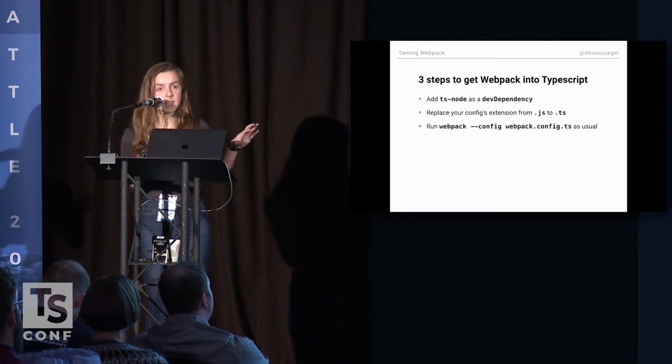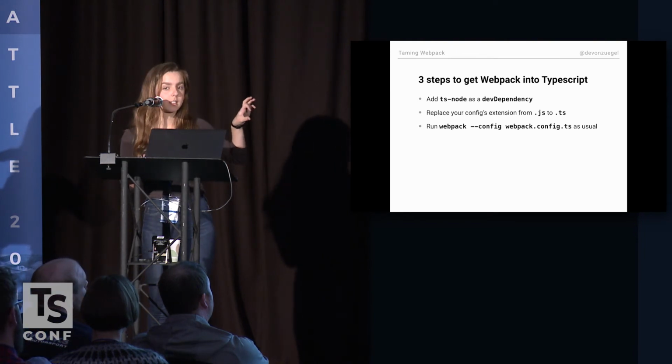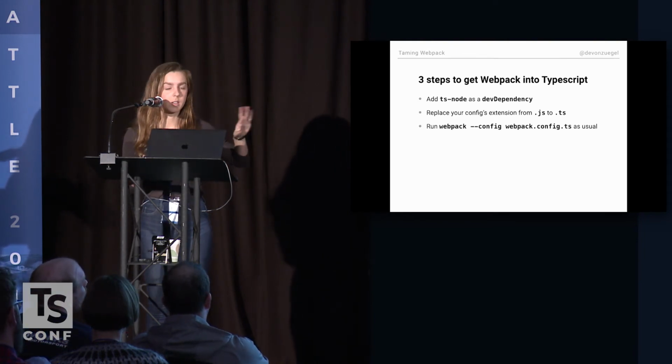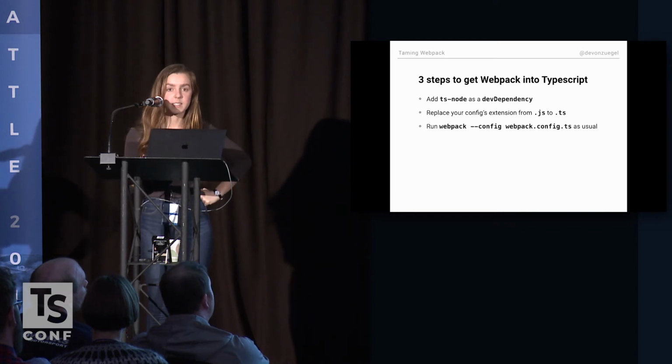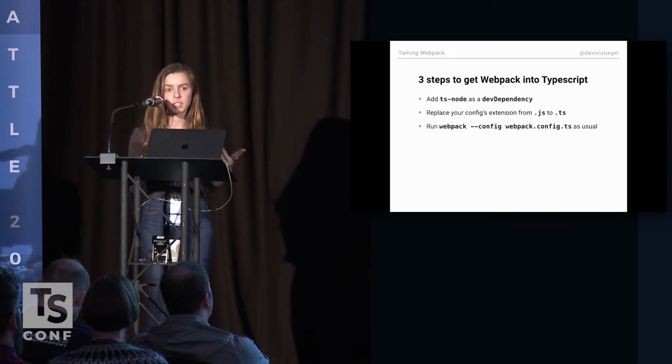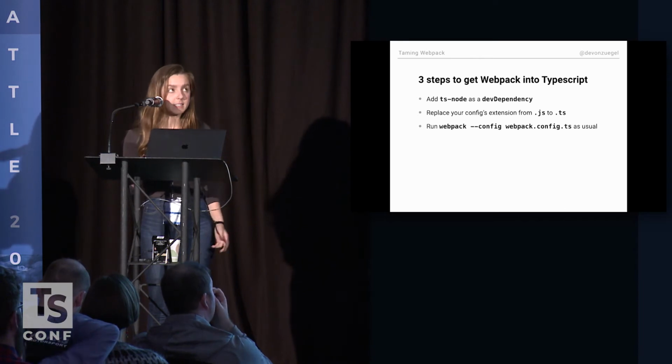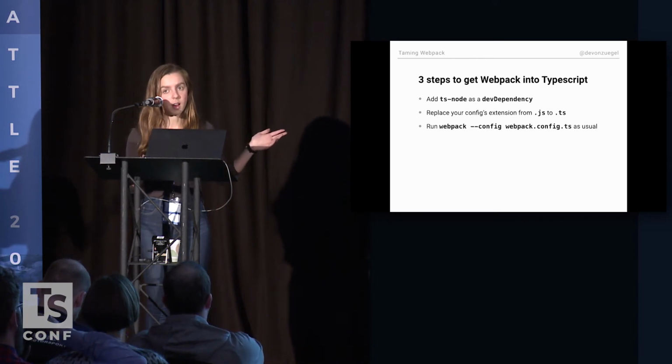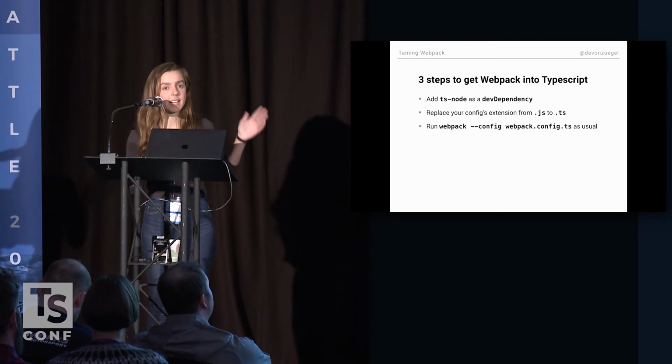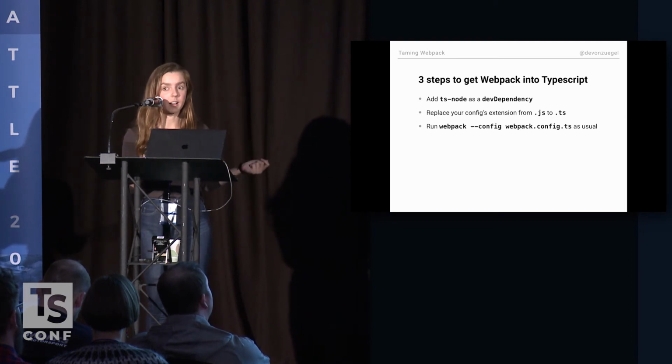We don't need to dive into the details here. I'm going to include links to these slides later, so no need to write all this down. But basically, it's as simple as just adding ts-node as a dependency, changing your extension, and then just running Webpack as you normally would. It's really trivial. Since I first did this talk, Webpack has actually added this to their documentation, thank goodness, but originally it was not in there.